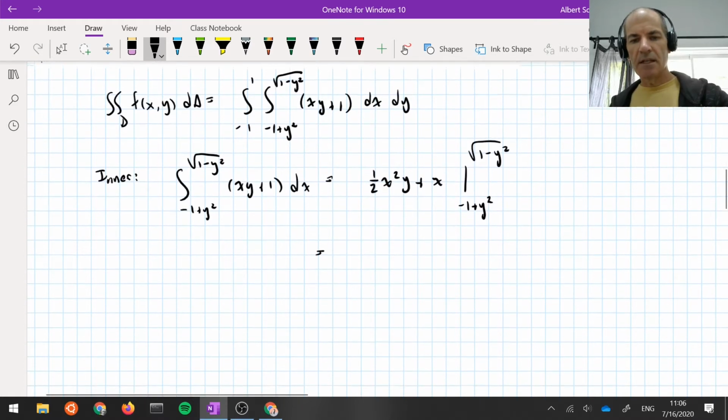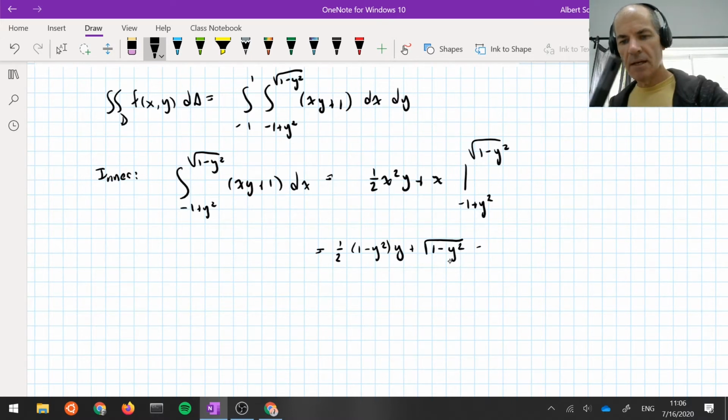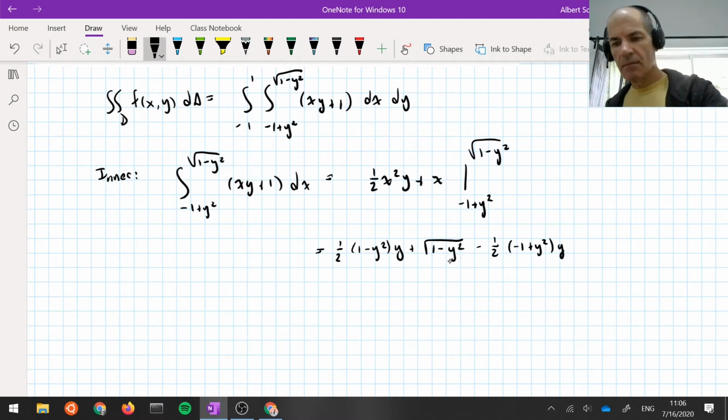Everywhere we see an x, we're going to replace it with the limits, so we get 1/2. Plugging in the upper limit, 1 minus y squared times another y plus square root of 1 minus y squared, minus the quantity 1/2 times -1 plus y squared times y, minus -1 plus y squared.